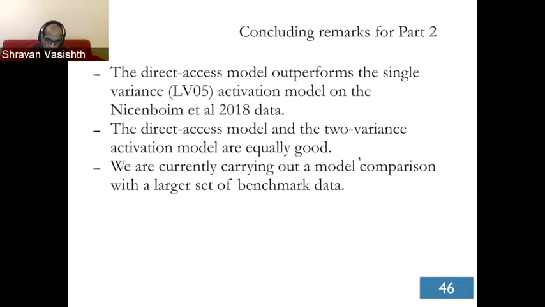So right now we have expanded the benchmark data sets that we are going to use to compare these two models, and we are working with a range of other data to carry out the same model comparison to see what the relative performance of these two models is. One early result that we have right now is that the default Lewis-Vasishth model actually outperforms the direct access model on data from aphasic individuals. We've got self-paced listening data from David Caplan, where we find better performance of the Lewis-Vasishth model than the direct access model. But the jury is still out on this.